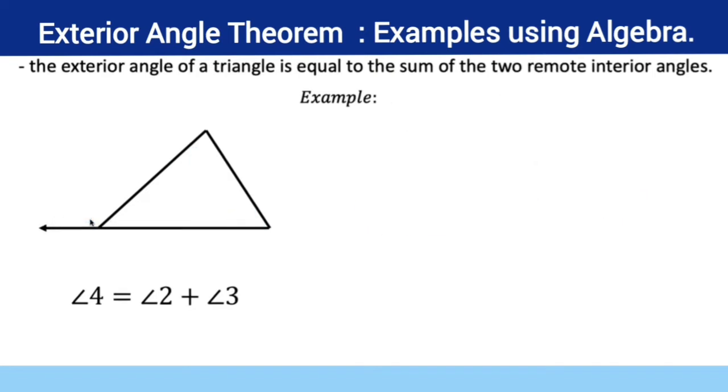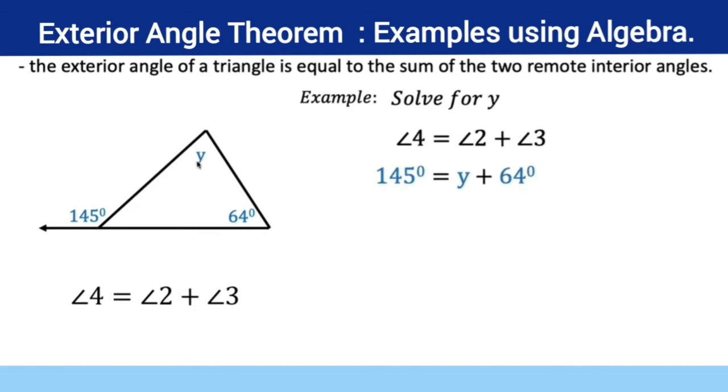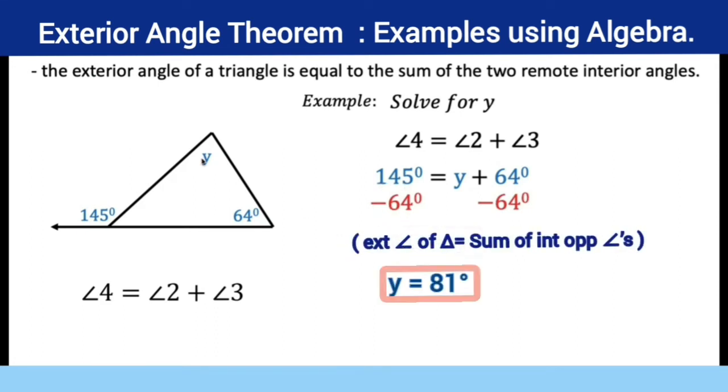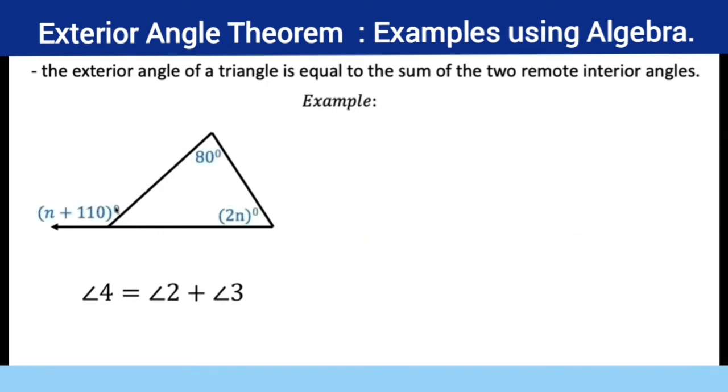Now let us see example 2. Here we have to figure out the value of y. In this case, y is actually one of the interior opposite angles, right students? Solve for y. Exterior angle 4 is 145 degrees, angle 2 is y and angle 3 is 64 degrees. Solve the equation by subtracting 64 from both sides. This gives us the y value. Don't forget to write the geometric reasoning here. Exterior angle is equal to the sum of remote interior angles. And that's it.